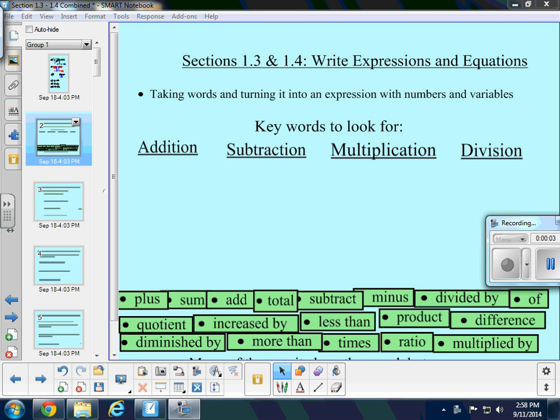Today's lesson is on sections 1.3 and 1.4, writing expressions and equations. Both these sections kind of deal with a similar thing, just to kind of save some time for our year here. So both these sections, again, important because all year long we'll be reading word problems.